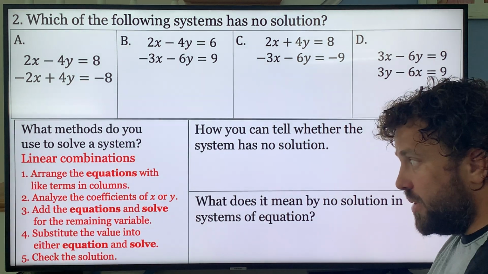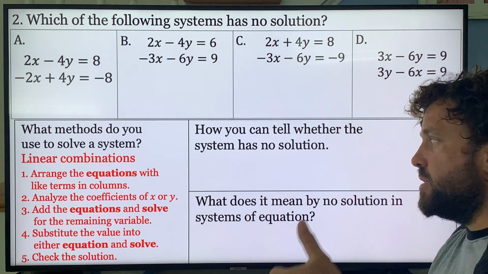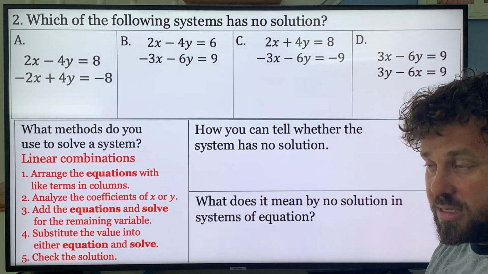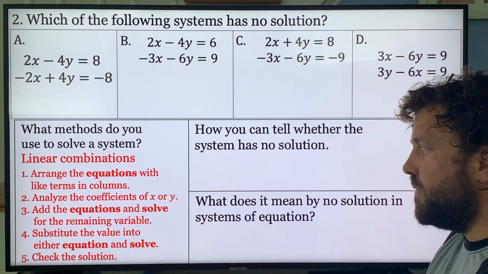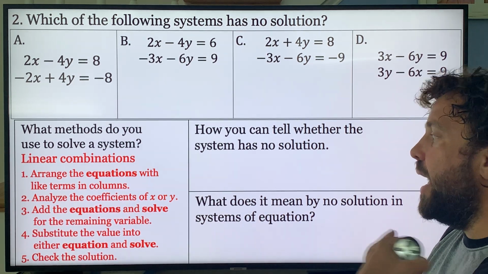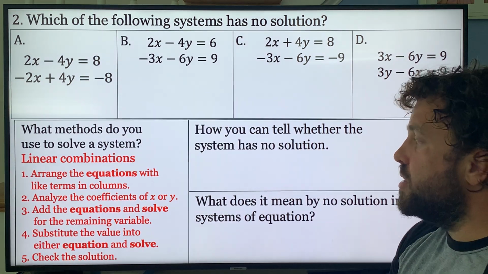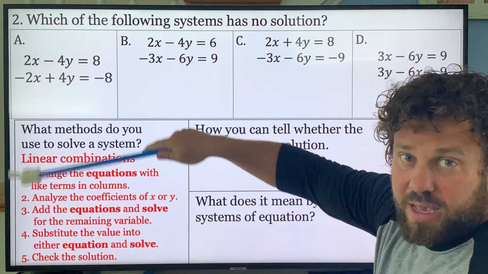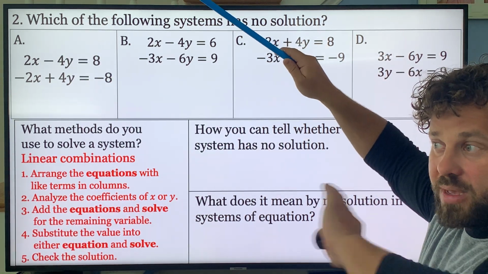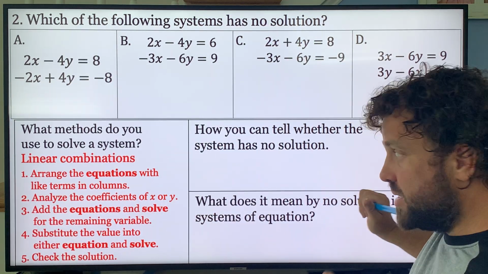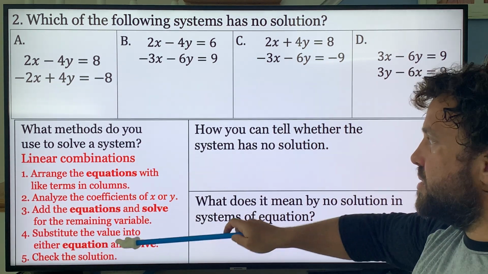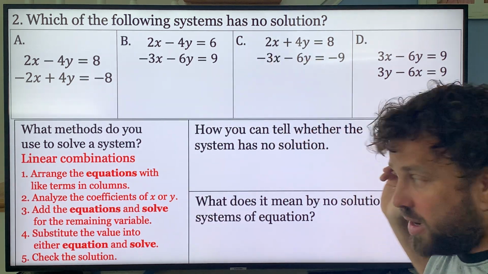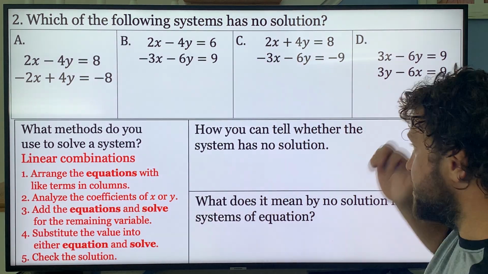Now, the way a linear combination works, you're going to arrange the equations with like terms in the columns. That's like the x's with the x's, and the y's with the y's. All right? Analyze the coefficients for x and y. Add the equations, and you're going to solve for the remaining variable. So your goal is to either cancel out the y's or cancel out the x's by having one be a positive, one be a negative, and the coefficients in front being the same. Okay, they're just opposite. Substitute that value in, so then you find out whatever x or y is, plug it into the original equation, and you solve for the variable you don't know, and you check the solution.